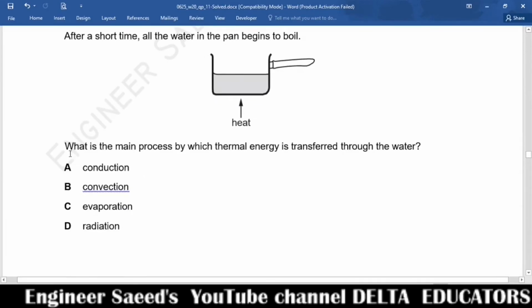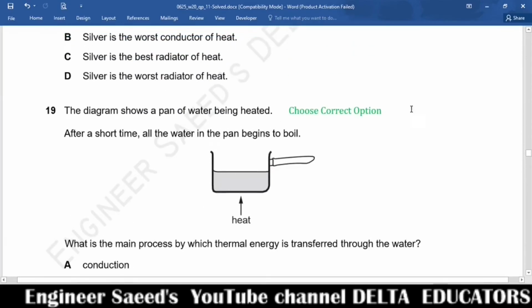Now we check the options. Option A, conduction; B, convection; C, evaporation; D, radiation. Here it is given water. Water is a liquid, and in liquid the heat is transferred mainly because of convection. So our correct option will be option B, convection.